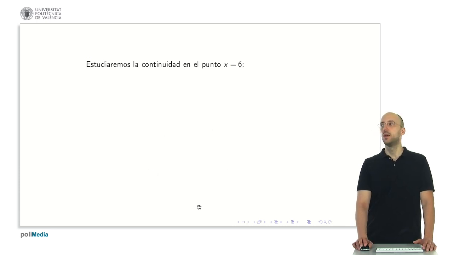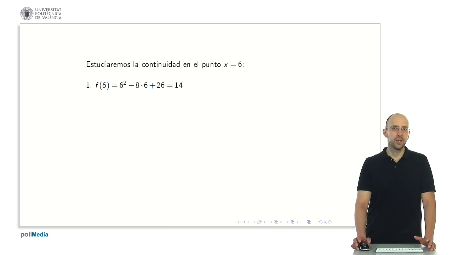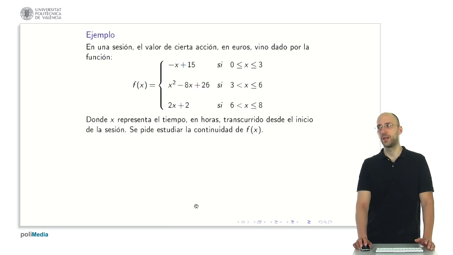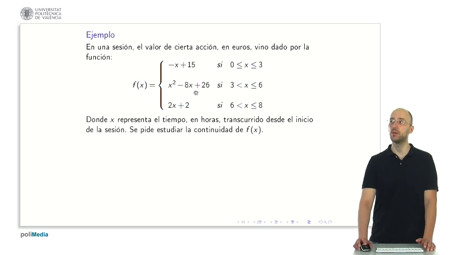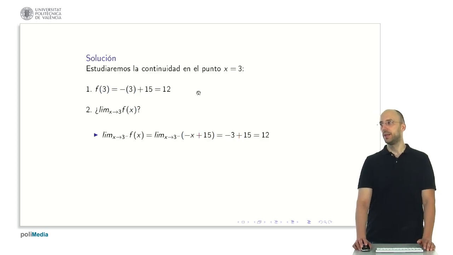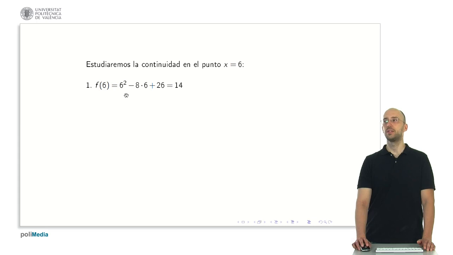What happens in point 6? We have to do the same. First step, how much is the function in 6? It is very likely that we already remember where the 6 was included, in which part of the expression. I'm sorry, I'm going back a bit again. Let's take a look here. The x between 3 and 6 included is the corresponding to this expression. So we are going to take this expression to calculate how much is the function in 6. The function in 6 is equal to 6 squared minus 8 times 6 plus 26, which gives 14.